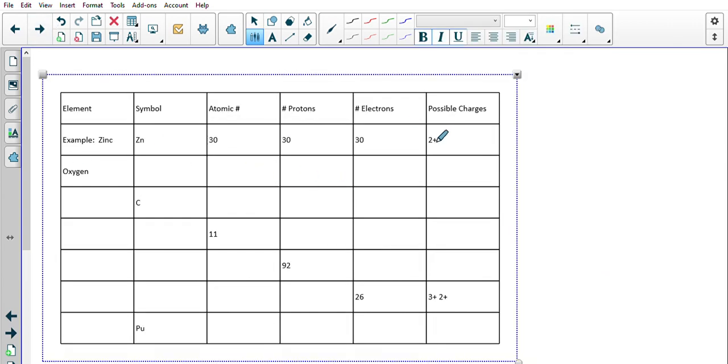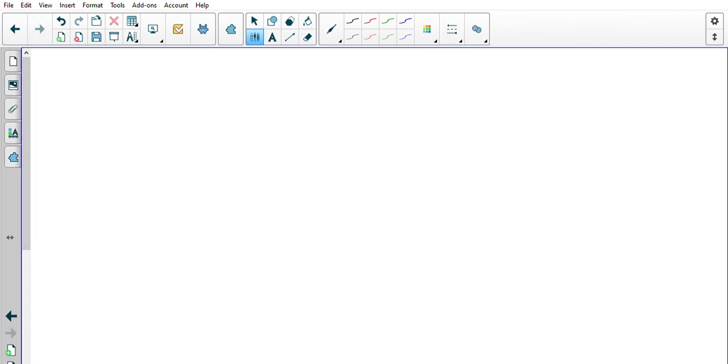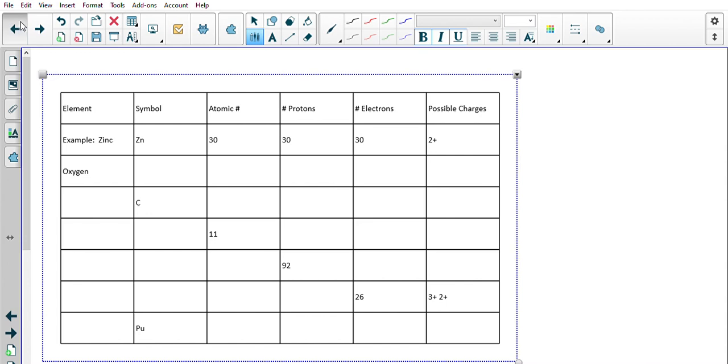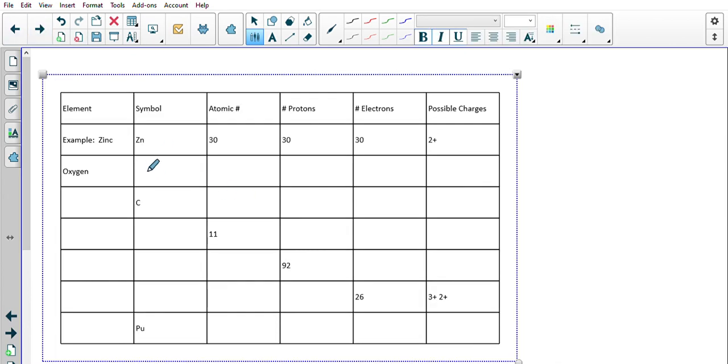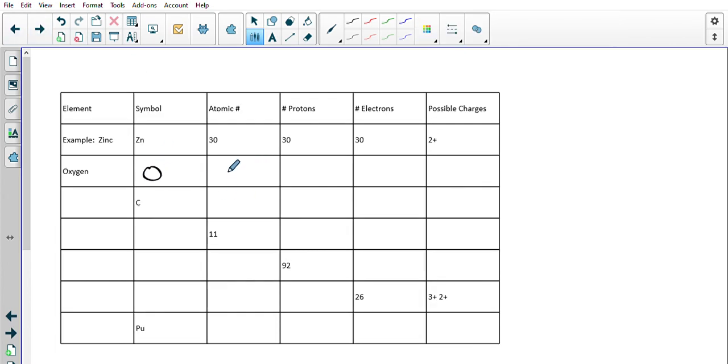All right, so then we come down to here. I did the first one for you. The idea is zinc has the symbol Zn, atomic number 30, 30 protons, 30 electrons, possible charges 2. Oxygen, if we go back, here's oxygen. Oxygen is element number 8, -2. So oxygen has the symbol O. Atomic number is 8. Number of protons is 8. Number of electrons would be 8. And possible charge 2 minus.